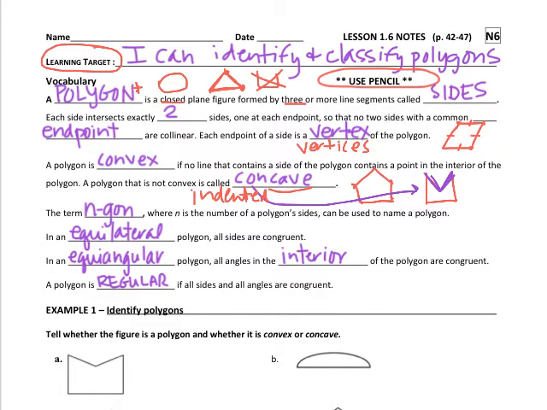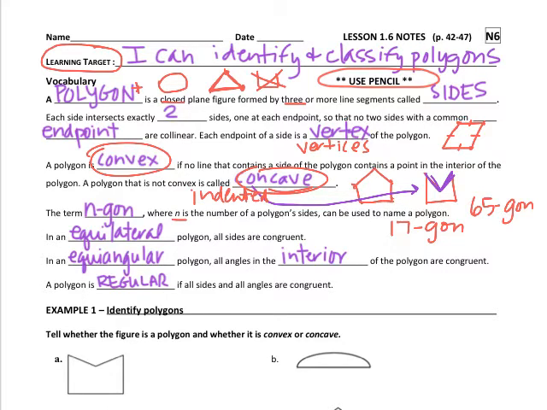And we are going to be asked to identify which kind of polygon we have been given. So you should know the difference between concave and convex. The term n-gon, where n is the number of a polygon's sides, can be used to name a polygon. So for instance, if I said, what is the name of this figure, and it had 17 sides, then it's going to be called a 17-gon. Okay, or if this shape had 65 sides, that would be called a 65-gon.